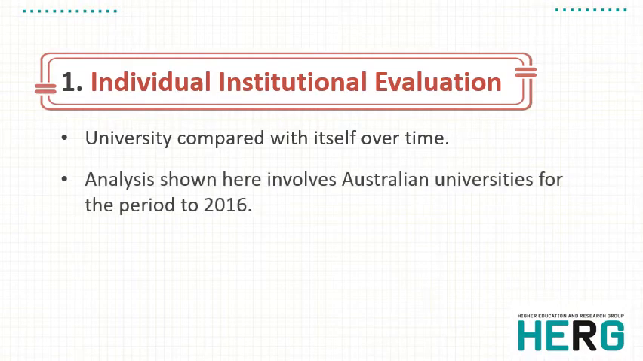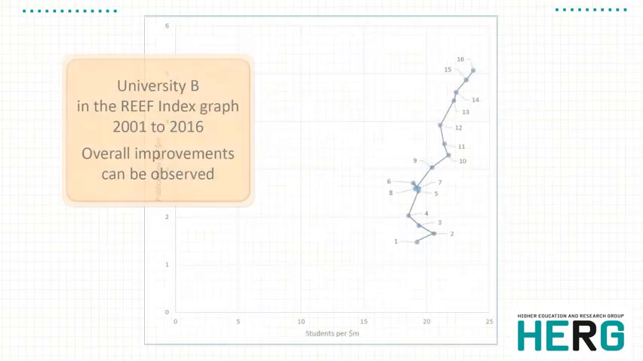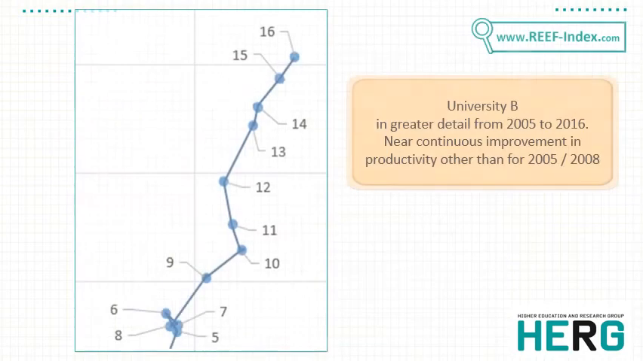The analysis here involves a number of universities for various years ending in 2016. The Higher Education Research Group has more contemporary data. Let's take this anonymised university we'll call University B. You can see it here plotted against the REEF Index graph over the period 2001 to 2016. Here's the same data close up.